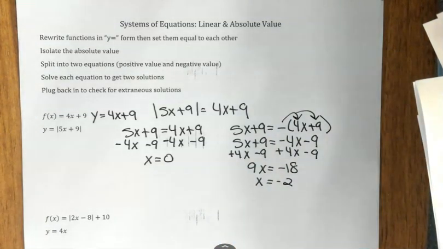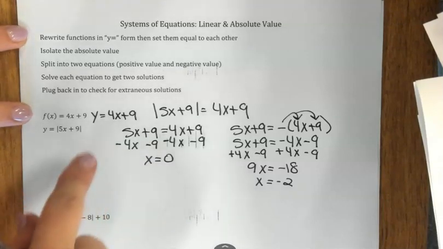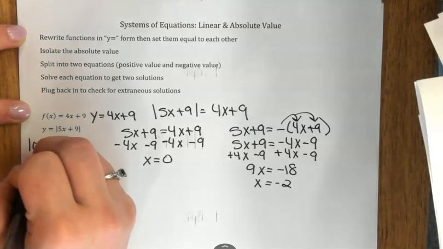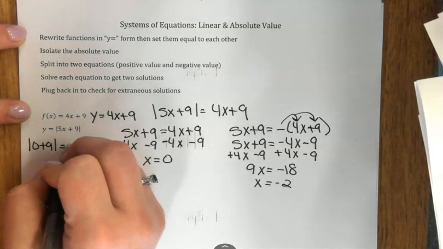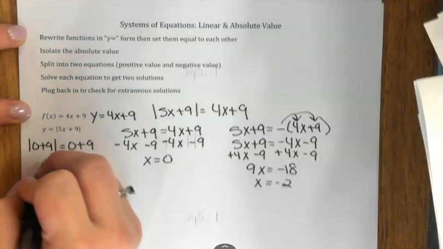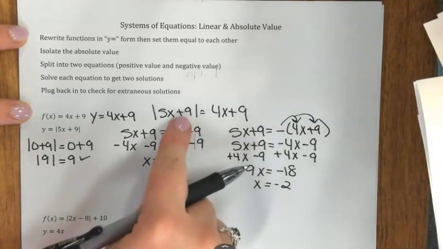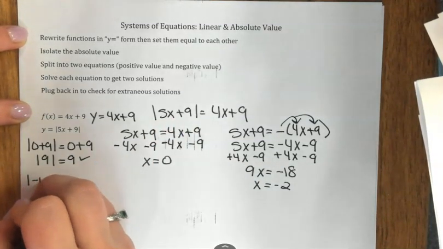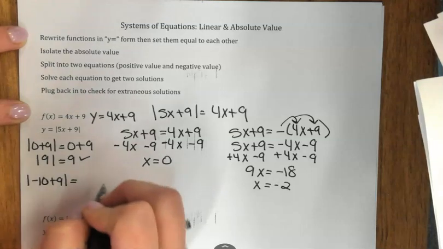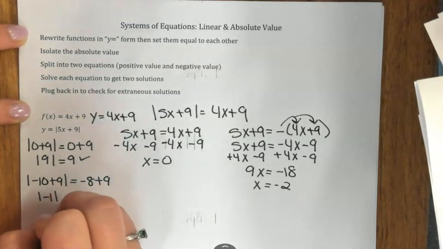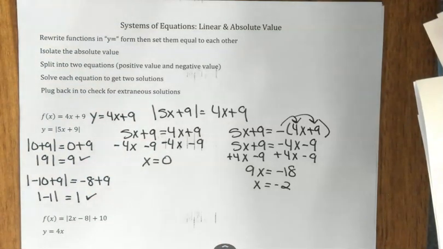So before I find my corresponding y values, I first need to check for extraneous solutions. So I'm first going to plug in 0 to my equation that I solved. So that's going to be 0 plus 9 inside my absolute value equals 0 plus 9. The absolute value of 9 is 9. That one works. Now if I do negative 2, it's going to be negative 10 plus 9 inside my absolute value equals negative 8 plus 9. The absolute value of negative 1 is 1. So both of my solutions work.